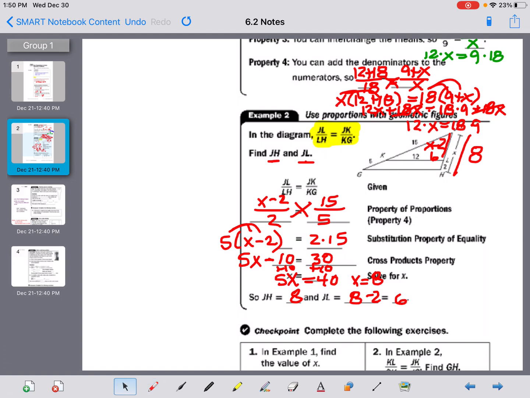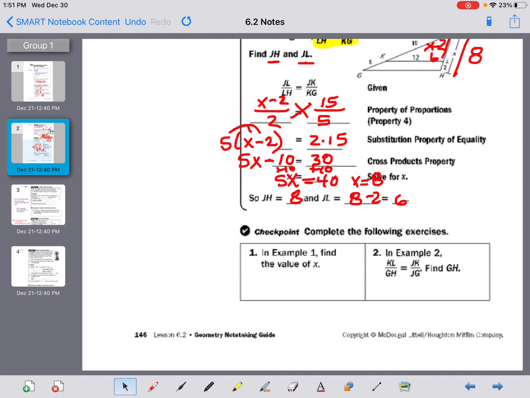It's nice that they set it up, and then I just had to figure out that little bit of algebra in between. All right, in example 1 up there, where we did all 3 of those examples, find the value of x. Well, I think it doesn't matter which one we choose. Didn't we see each time 12 times x equals 9 times 18? I kept seeing the same thing over and over.